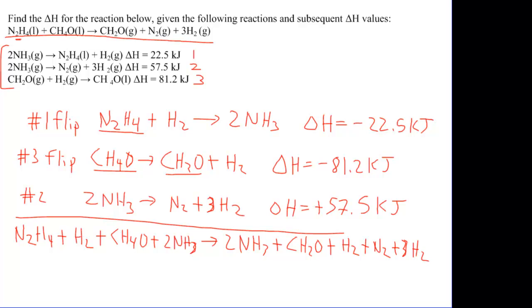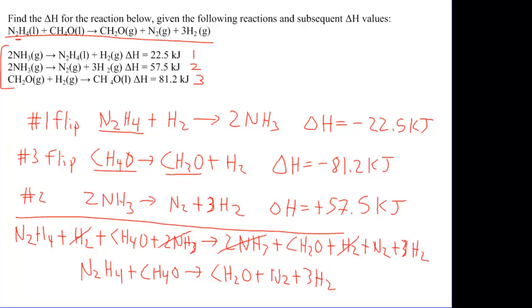3H2. Now, go through this reaction and see if anything cancels on both sides. For example, 2NH3 is the same on both the products and reactants, so I can cancel that out. H2, I have one H2 on each side, so I can cancel one of those out. Those are the only things to cancel, so I'll write the remaining things. N2H4 plus CH4O reacts to form CH2O plus N2 plus 3H2. Now, make sure that's the same reaction as we were trying to solve for, and indeed it is.